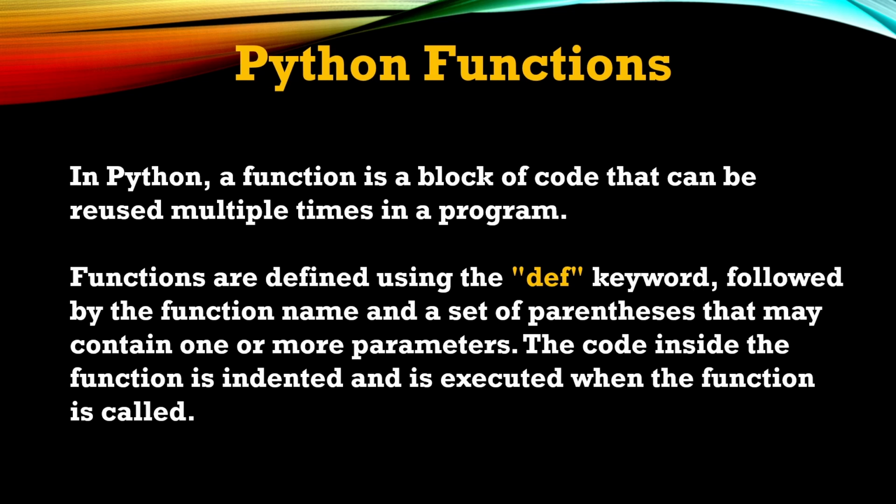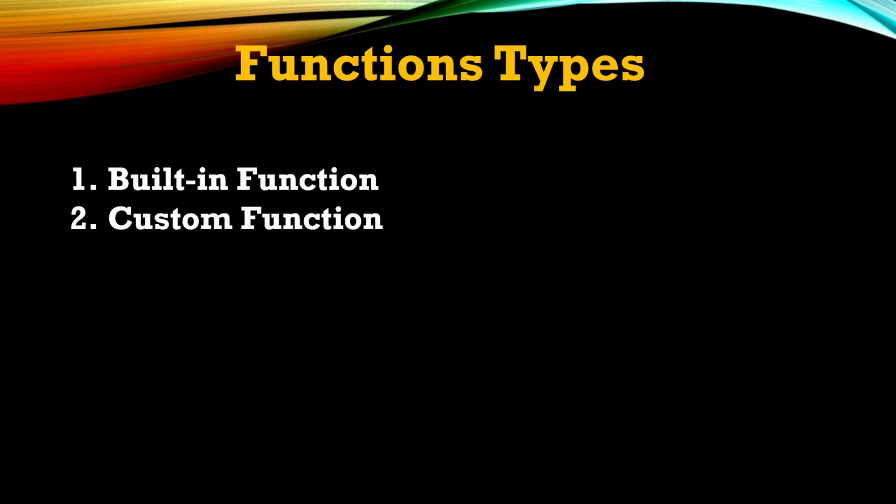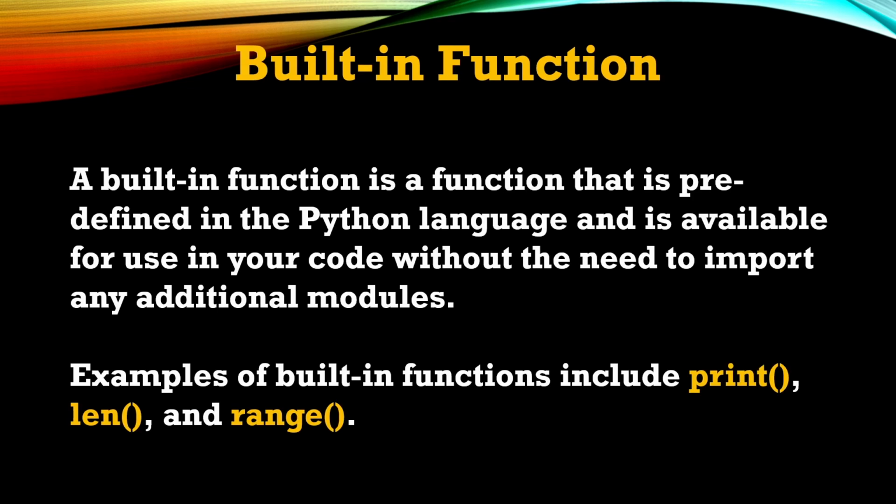We'll see the syntax of a Python function, but before that, let's see the types of functions. We have two types of functions in Python. The first is the built-in function and the second is the custom function. Built-in functions are predefined in the Python language and are available for use in your code without the need to import any additional modules. We have seen built-in function examples like print, len, and range.